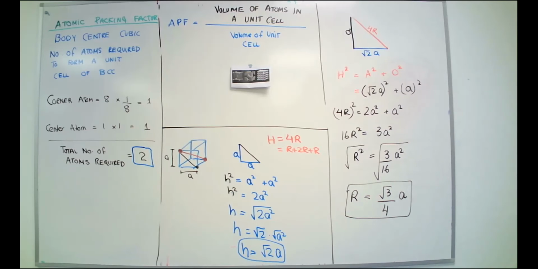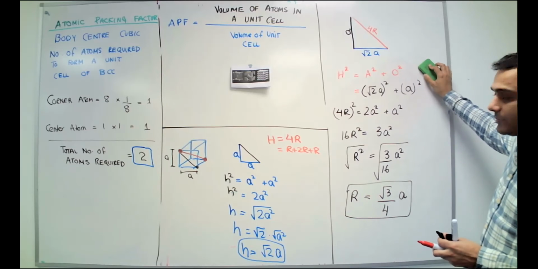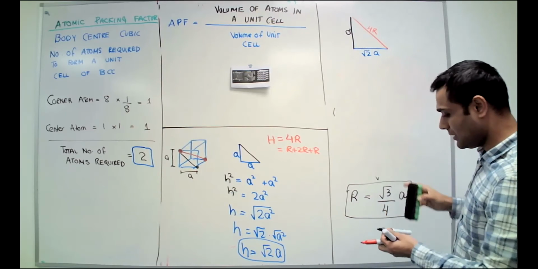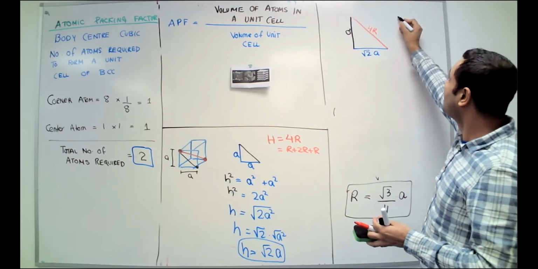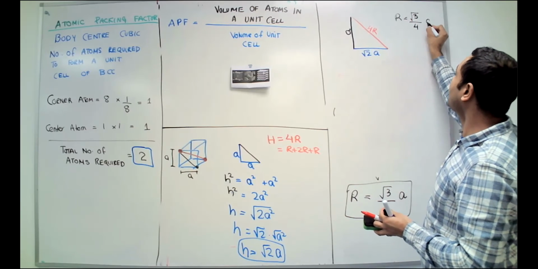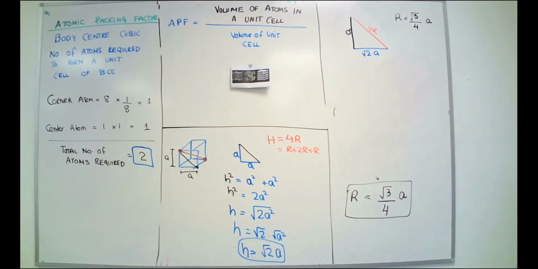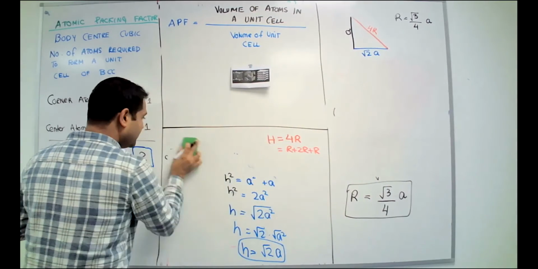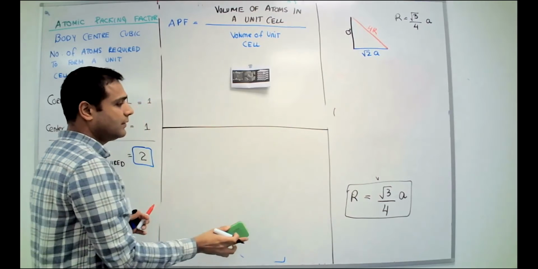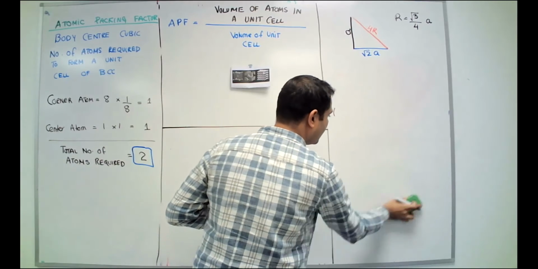Next thing we need to know is, let me just clear this bit. If I write that one, R equals root 3 over 4 A. So I have this bit. Now I just find the smaller R there. So we don't need this one now. So I'm just going to clear that one and clear that one.